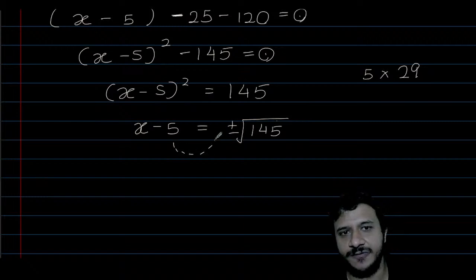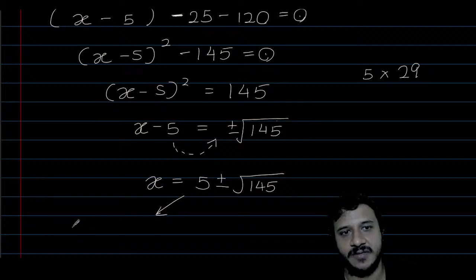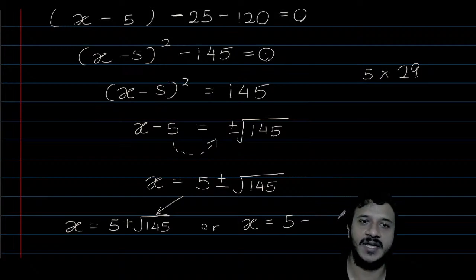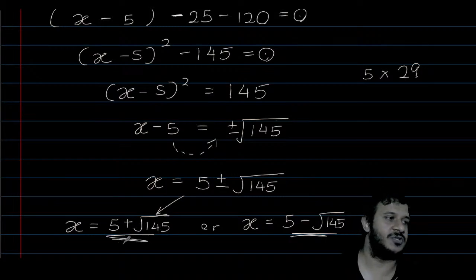Let the negative 5 go to the other side as a positive 5. And that will give us x is equal to 5 plus or minus square root of 145. Where we will get either x is equal to 5 plus square root of 145, or x is equal to 5 minus square root of 145. Those are the two solutions we have here.